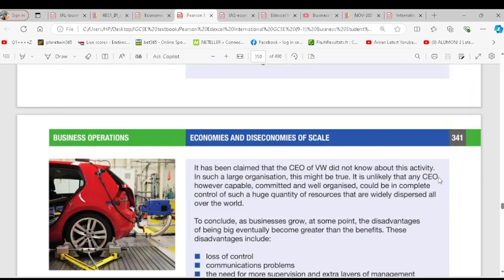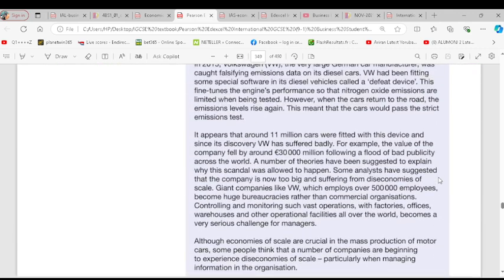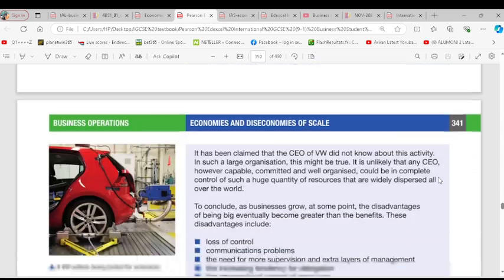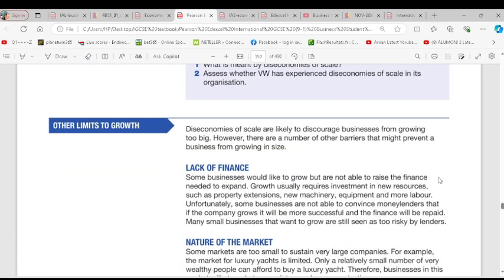All right. So we go down here. Other limits to growth. The diseconomies of scale are likely to discourage businesses from growing too big. However, there are a number of other barriers that might prevent a business from growing in size.